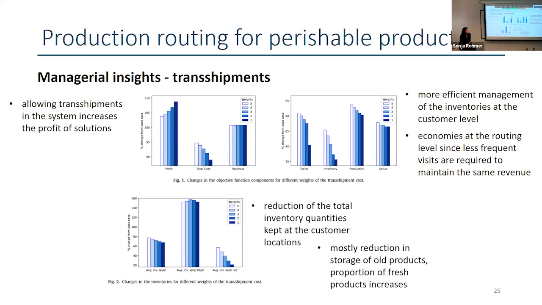So that's good news. And basically what we see is that we overall reduce the inventory quantities that we keep at the customer locations, because we use the available inventory better and we have less waste. So there's a reduction of storage of old products, and the proportion of fresh products increases because I start using the old product earlier rather than keeping it in my inventory at the customer level.